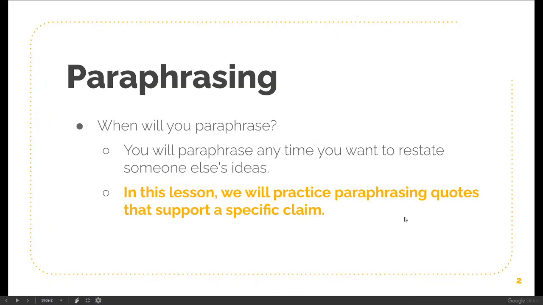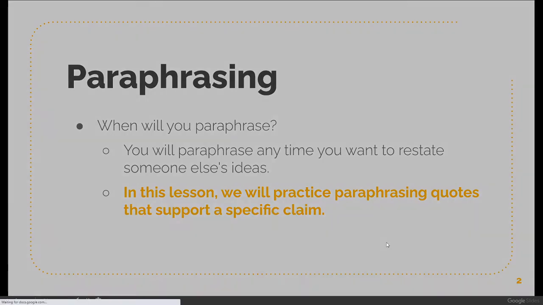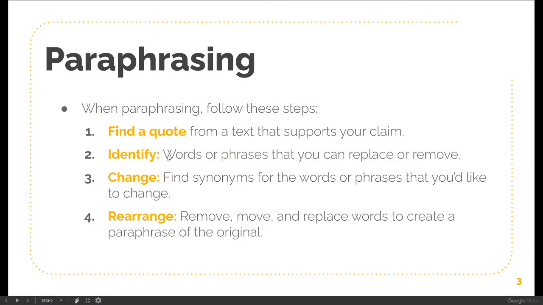So when it comes to paraphrasing, understand that you'll paraphrase when you want to restate someone else's ideas. And in this lesson, you'll be able to practice paraphrasing that supports a specific claim. And so the easiest way to do it is to find a quote from a text that supports your claim. Identify the words or phrases in there that you can replace or remove. You can find synonyms for those words, and you can rearrange them.